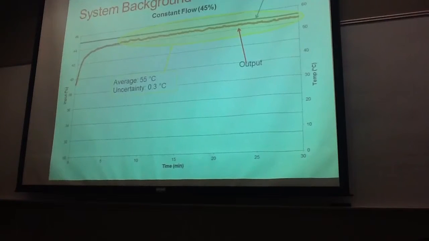Here's a sample constant flow operating curve. As you see, it took a few minutes to get up to the constant flow, and we had an average of 55 degrees Celsius with an uncertainty of 0.3 degrees. And we have arrows to clearly point out which is which.